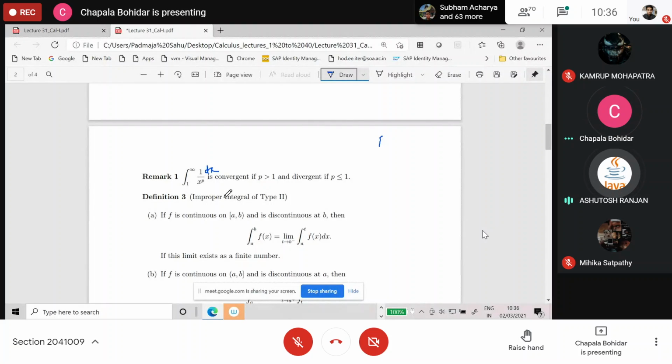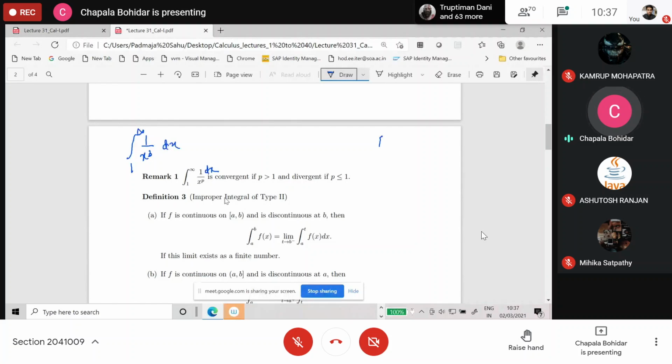Can you repeat the question again? 1 by x square, integrate from 1 to infinity dx. I am writing here: 1 by x cube dx from 1 to infinity. Is it convergent or divergent?